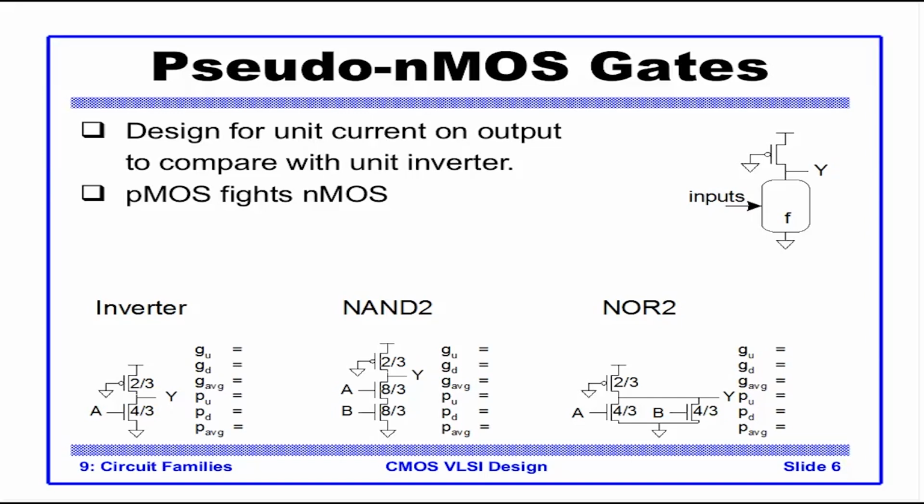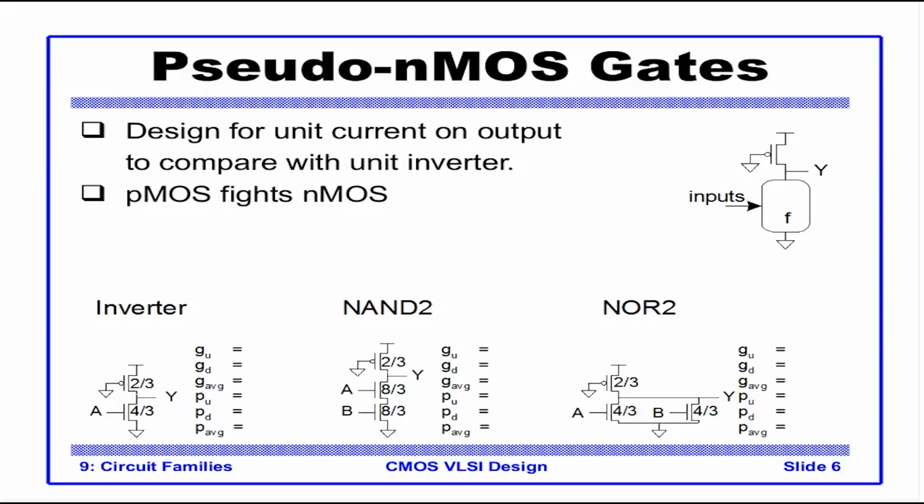NAND2, NOR2, again you could compare with the unit inverter here. For NAND and NOR, the pull-up in fact remains 2/3. What we are worried about is the pull-down network. Going to NAND2, we see that A and B are in series, so the resistance will increase. So we double the width of each of the transistors. From 4/3, it becomes 8/3, 8/3. For NOR2, we see that they are in parallel, so they remain 4/3, because assuming only one is on at one time, it remains 4/3, same as the inverter.